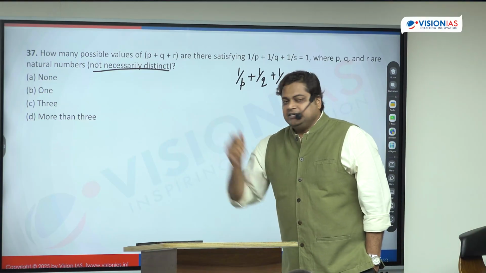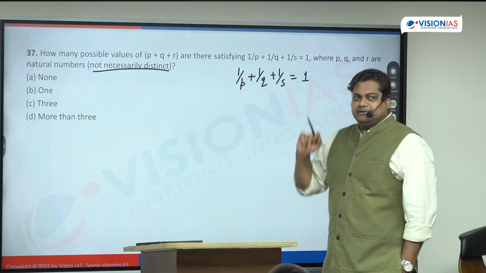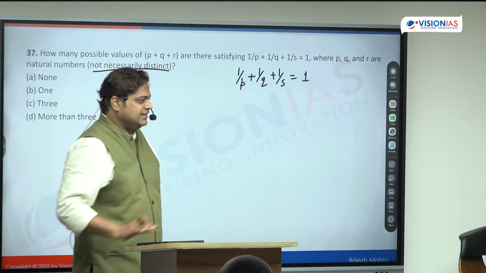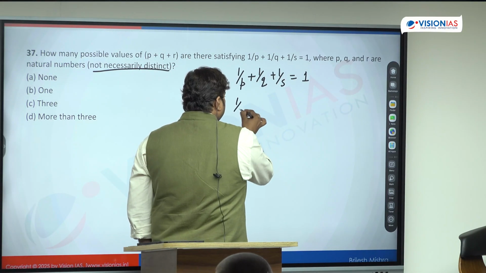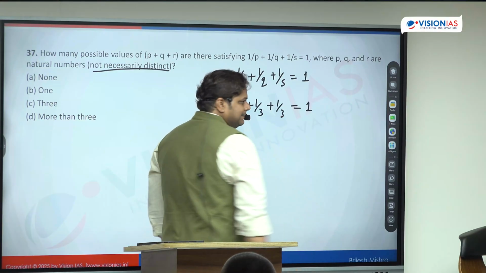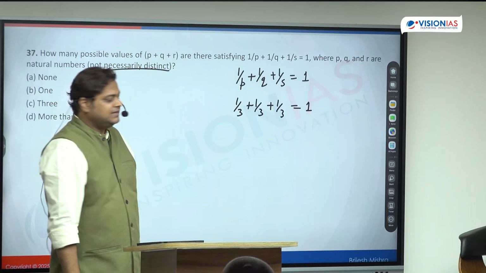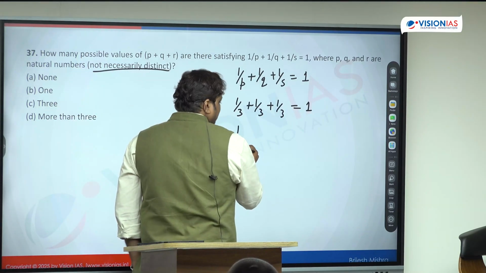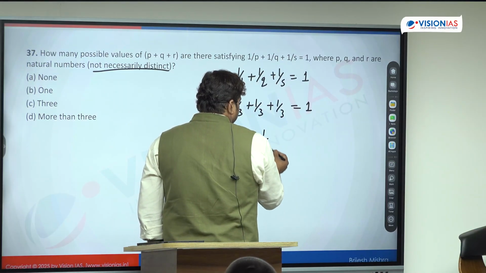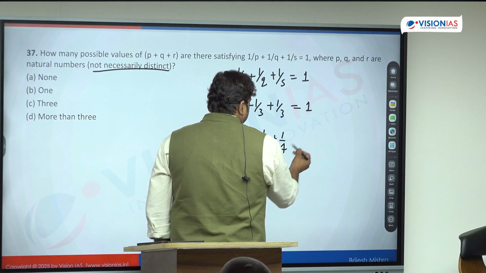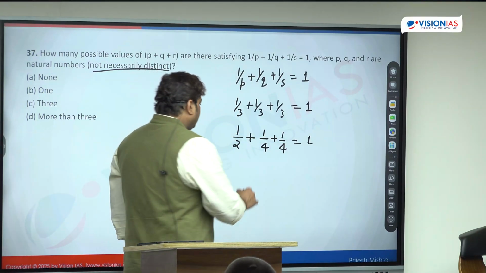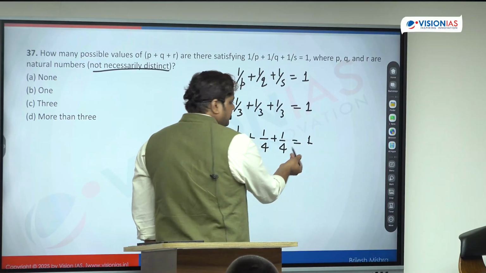So what can be the possibility here? How can we get 1? The first thing that can come into our mind is this possibility, or 1 by 2 plus 1 by 2 is 1. So 1 by 2, one number we are taking, then if I am taking 1 by 4 plus 1 by 4, this is 1 by 2. This way also we can get the answer. Or if I take 1 by 2, I need 1 by 2 again.